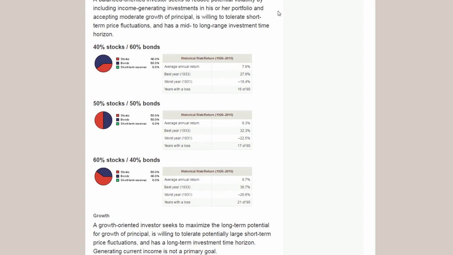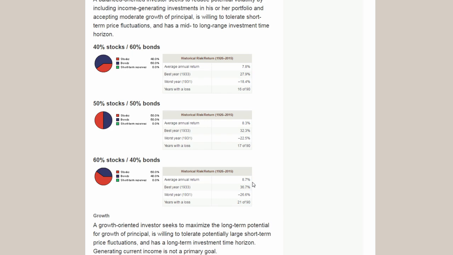You're trying to limit those short-term fluctuations, as it says here, and it's thinking about more mid to long-range investment time horizons. So it's not a super long time horizon, but more of a mid. This is also good if you're looking for something a little bit less risky and less volatile. And you can see here, they have different mixtures again, 40% stocks, 60% bonds, as you keep going through here, 50-50 and 60-40. And you can see how your returns start going up too. The more you add stocks, the more your returns go up.